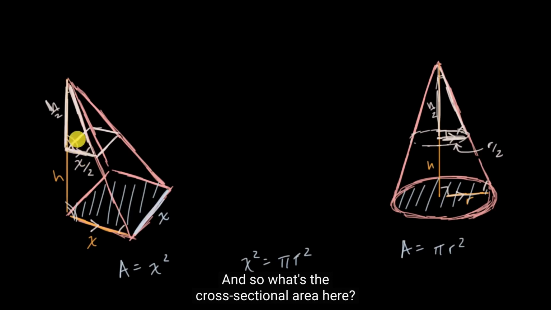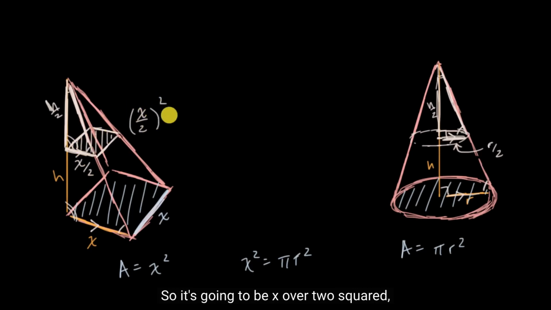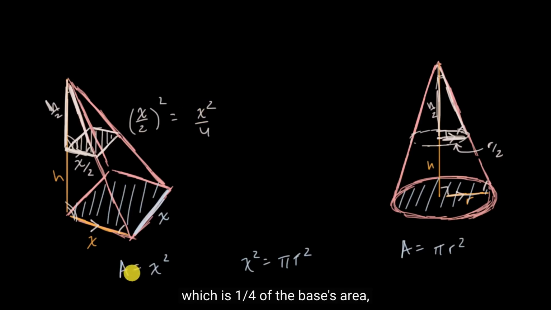And so what's the cross-sectional area here? Well, it's going to be x over 2 squared. So it's going to be x over 2 squared, which is equal to x squared over 4, which is 1/4 of the base's area. And what about over here?